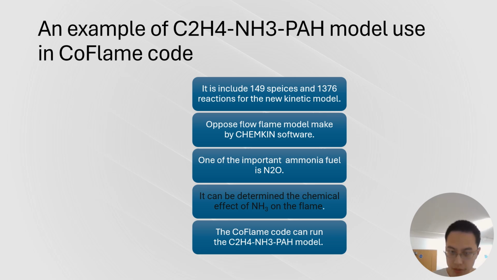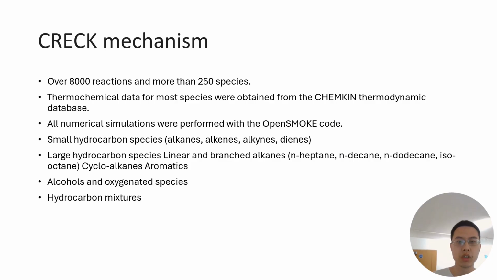We can see that it includes 149 species and 1376 reactions for the kinetic model. The opposed flow flame model was made by chemical software. One of the important amino fuels is N2O. It can be used to determine the chemical effect of NH3 on the flame. The CoFlame code can also run the C2H4 NH3 PAH model.